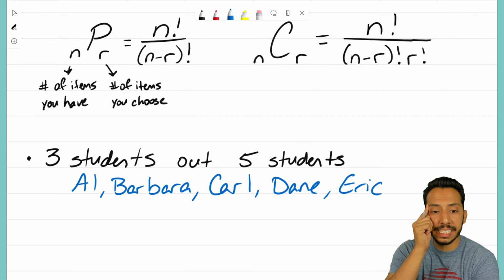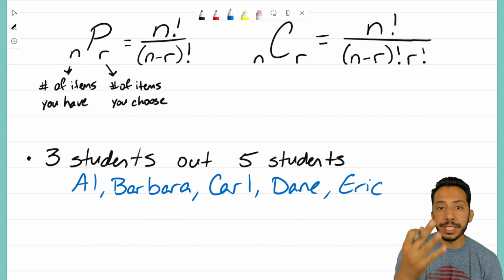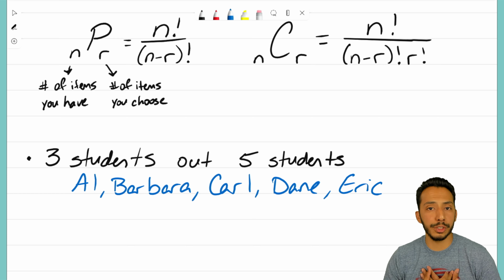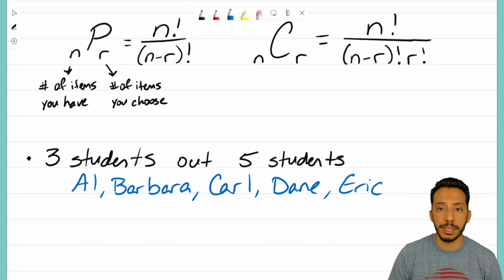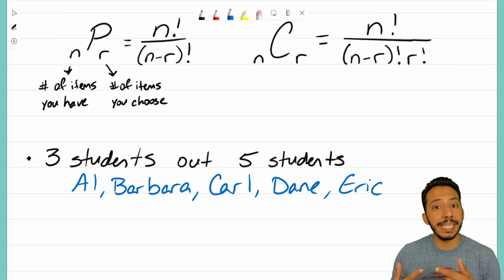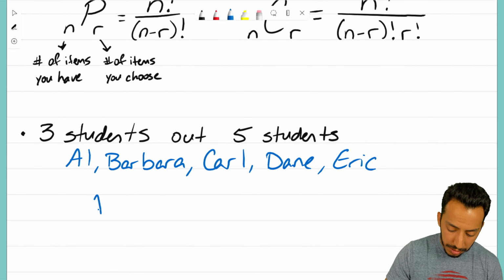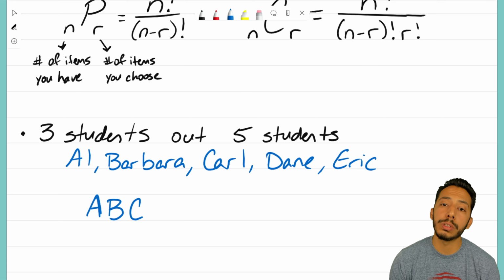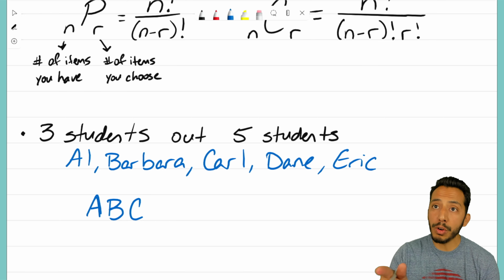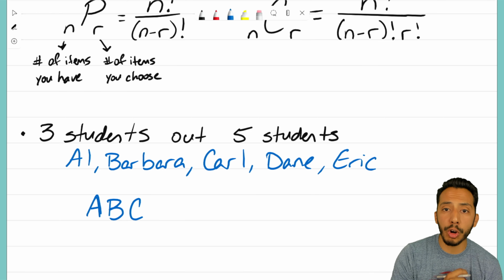Now, we have to first think: I need 3 students to help me move stuff after school, and 5 showed up. Is the order going to matter here for the students that I'm picking to help? For example, what if I picked Al, and then Barbara, and then Carl? I picked Al first, Barbara second, and Carl third.